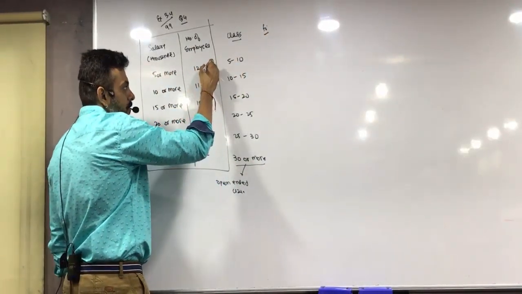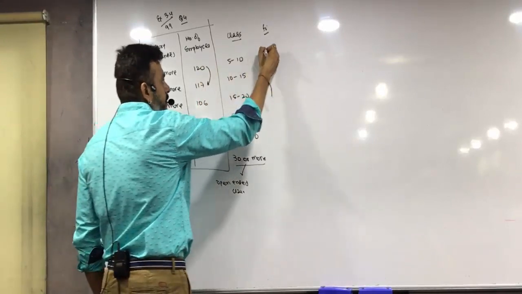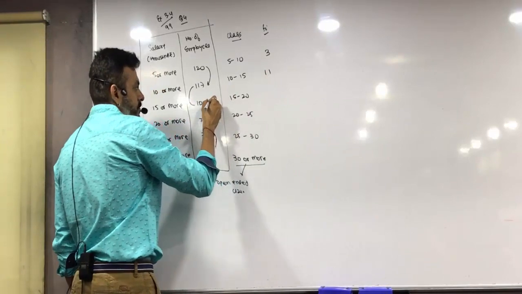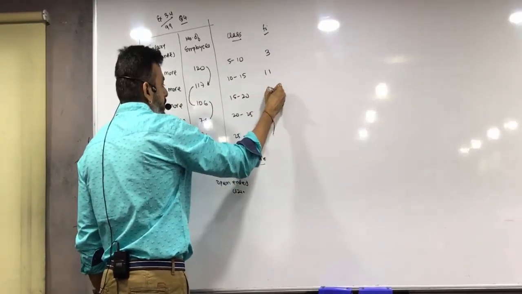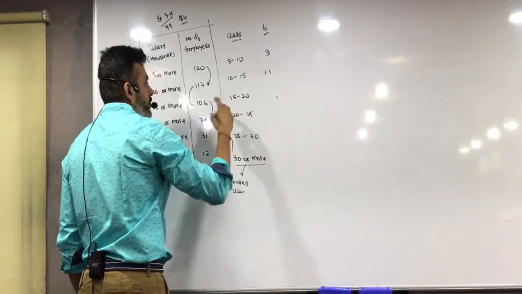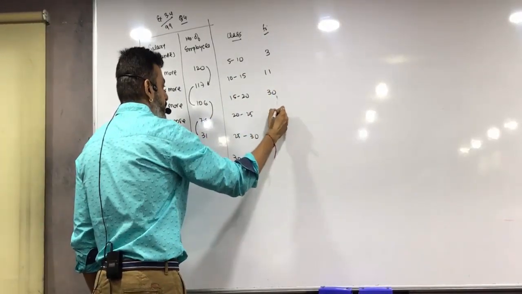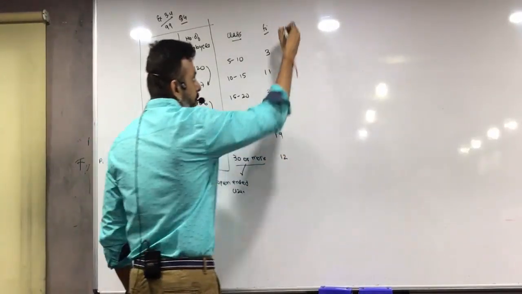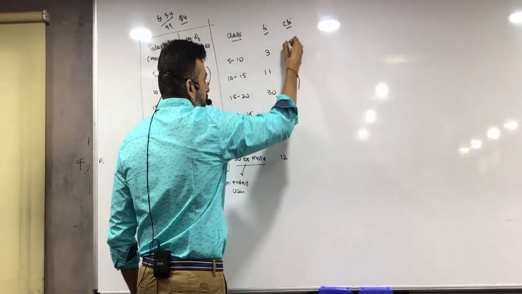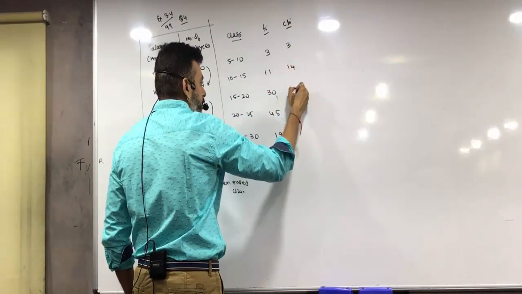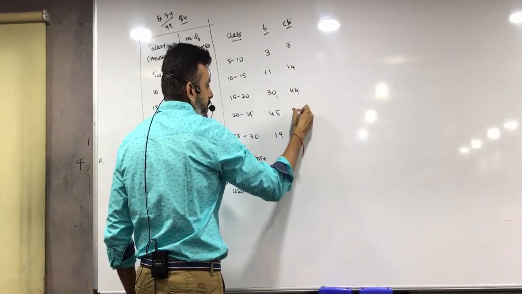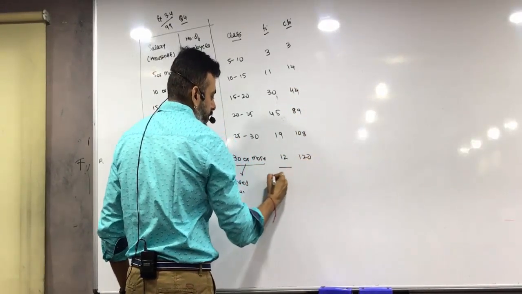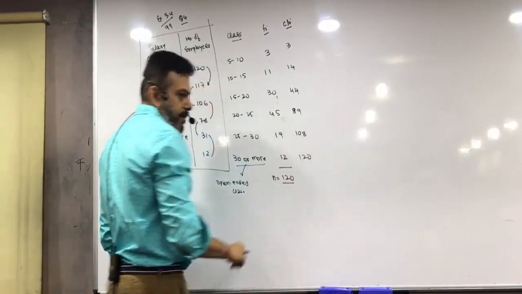Understood this? Now, over here, frequency, fi. How will we do it? 120 minus 117 is 3, 11, 30, 45, 19 and 12. What's the first step? Find the cumulative frequency. 3, 14, 44, 89, 108 and 120. So n is equal to 120.